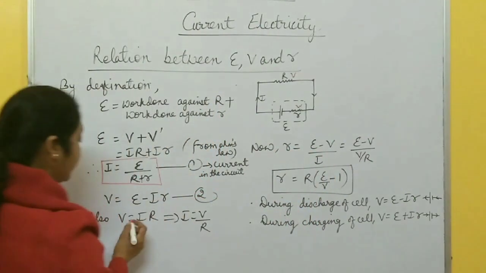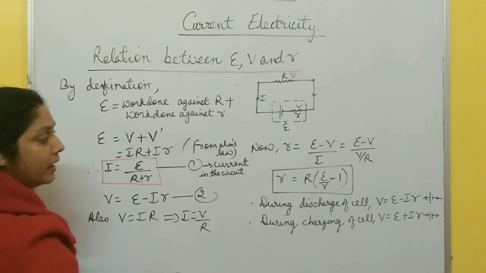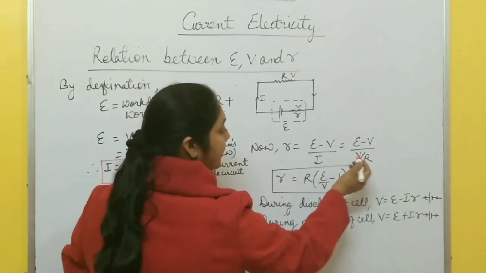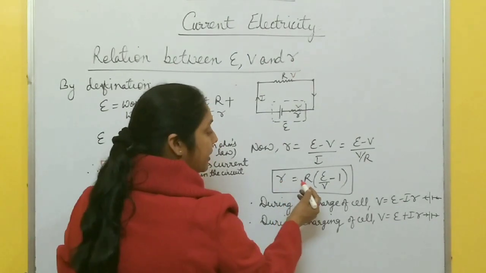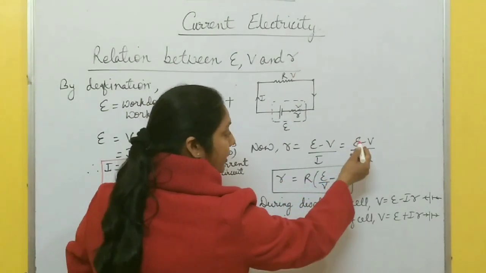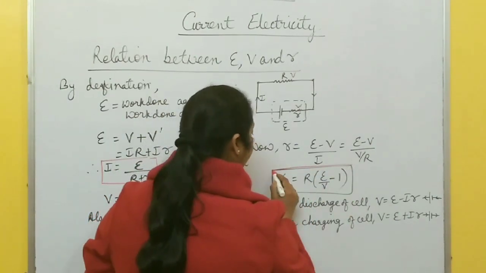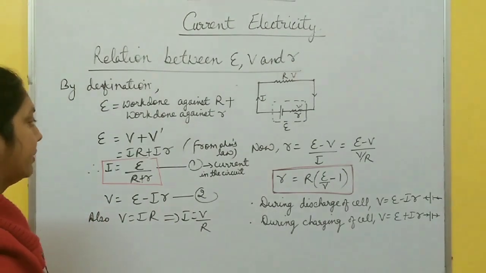And what is I by using Ohm's law? V equals IR in the external circuit. So I becomes V by R. You put the value of I here, V by R. After calculating, you take R in the numerator. Internal resistance small r equals R into (E by V minus 1). This is the expression for internal resistance of the cell. You must remember this one, right?